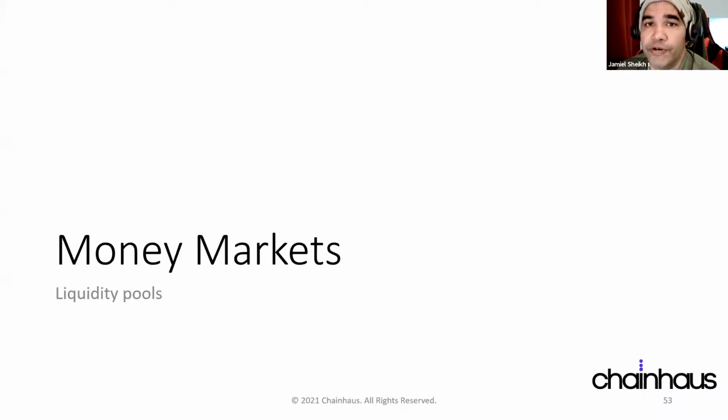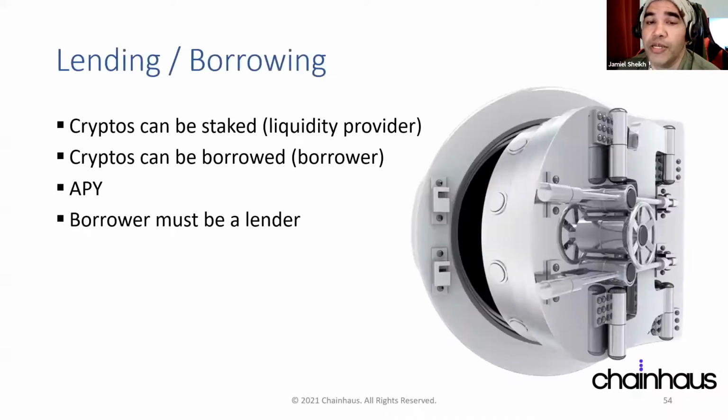So what started to emerge was called liquidity pools or money markets, where I can go out and take tokens that I have and give them to the blockchain in a smart contract, and I can earn a yield on it, right? Much like a bond or a CD, I can earn yields on this.